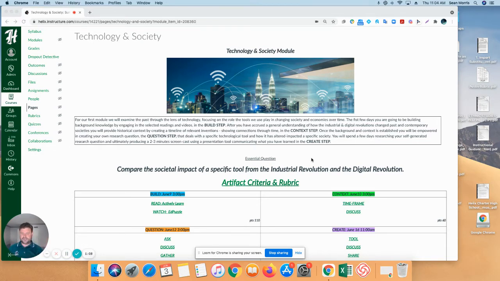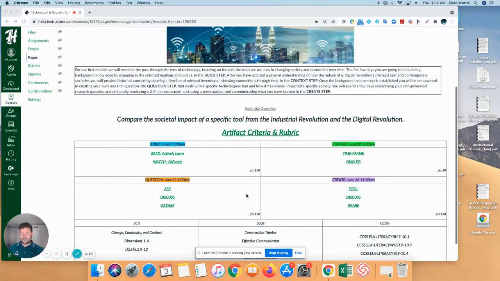So the first component here in the build section is where you're going to build background knowledge. We have readings and Edpuzzles to engage with. You have some choice in what you read, you have some choice in what you view, and it's graded based on completion, okay? But this gives you a foundation, or at least reminds you of what you already know.